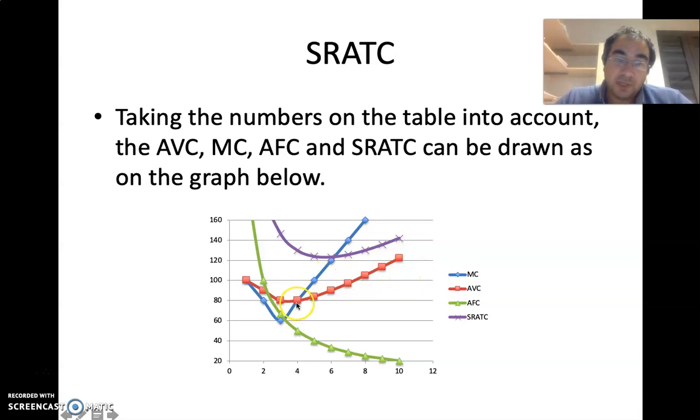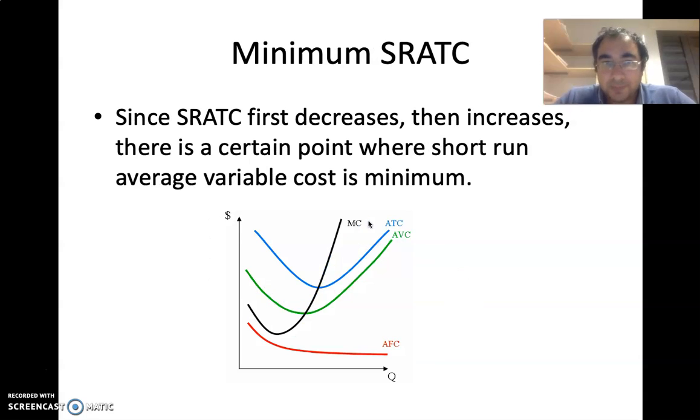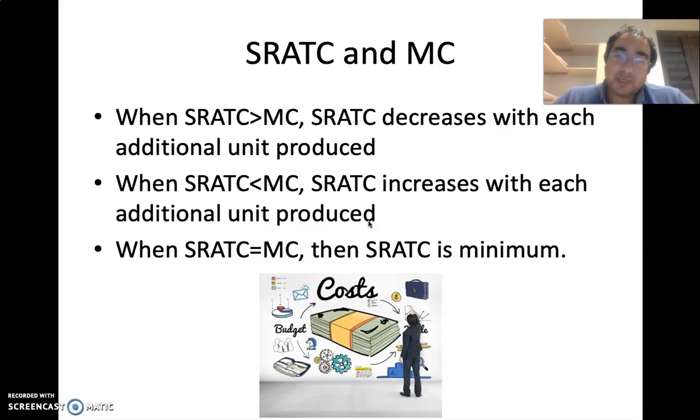Which means at the point when marginal cost becomes higher than the average variable cost and starts to pull average variable cost up, it will still be below the short-run average total cost, and it will continue to pull the short-run average total cost down. But ultimately, it will also pass the short-run average total cost and start to pull the short-run average total cost curve up. So these are the basic characteristics of the short-run average total costs.